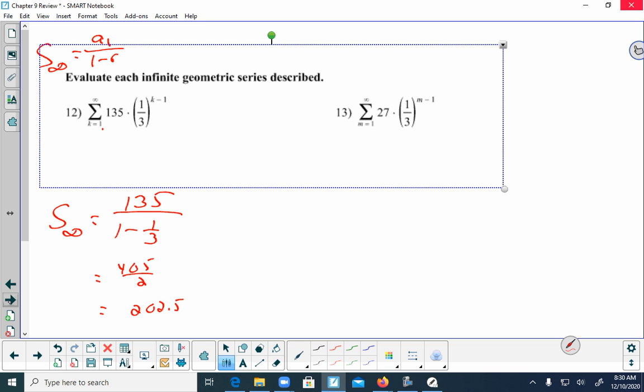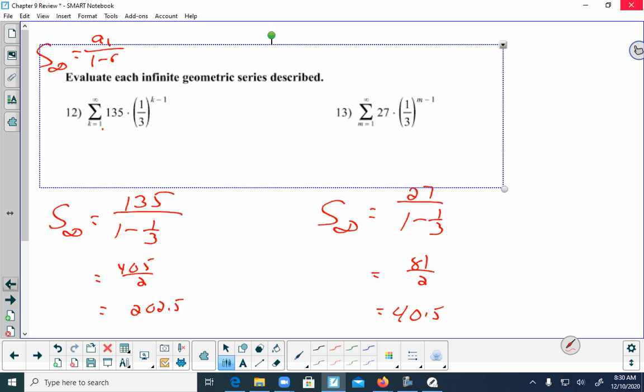Okay, doing number 13, the sum to infinity. I am going to do my first term, putting in 1 here. This will be 1, so this will be 27 over 1 minus 1/3. And when I do that, I end up with 81 over 2, and as a decimal, that's 40.5. Either one of those answers is acceptable.